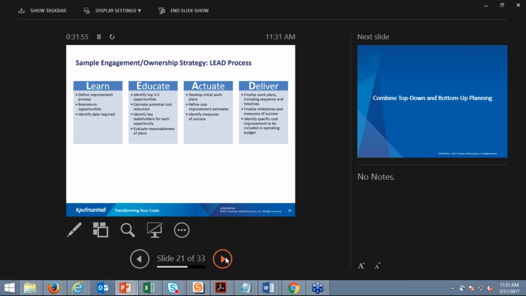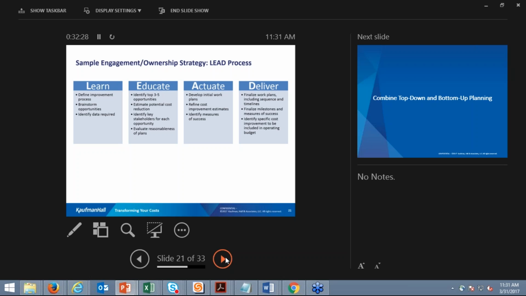Take, for example, the important work that needs to happen between educate and actuate. You really need to winnow down the opportunities. You really need to spend a lot of time quantifying the opportunities and really begin to set that clay and begin to bake it. So the actuate session, we're really developing work plans, we're refining the estimates, and we're really saying, okay, what are those measures of success? Not just financially, mind you, but what do we need to measure from a quality perspective? What do we really need to measure from an access and patient experience perspective?